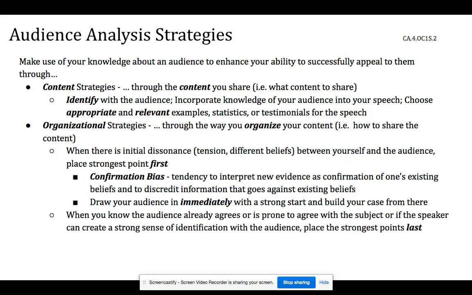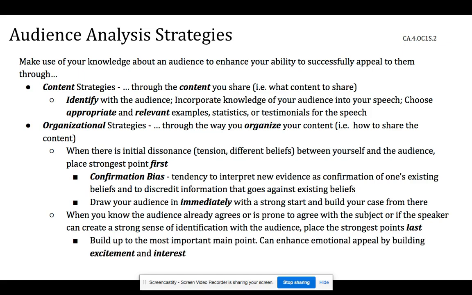However, on the other hand, if you have an audience that you know probably already agrees with you, or is more prone to agree with you, or if you think you can create a strong sense of identification with them, then you can put the strongest point last. This is when you would build up to that most important point. You can enhance the emotional appeal, and build up the excitement and interest leading up to it. But do not build up to it if your audience is probably not going to agree with you, because they're probably going to tune you out.